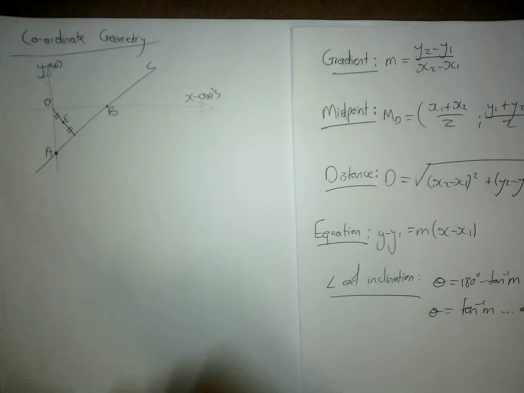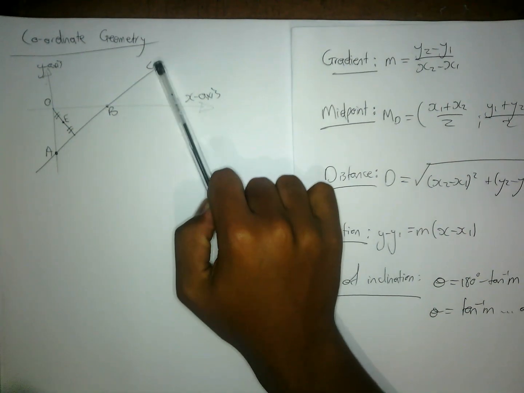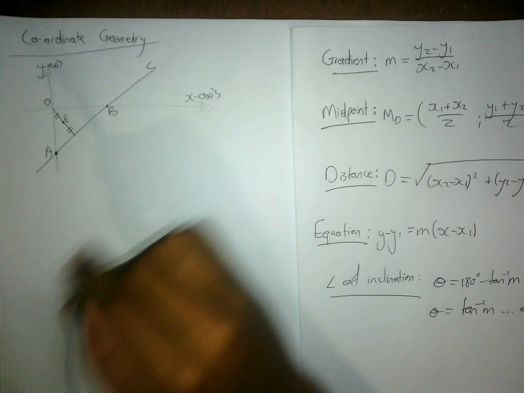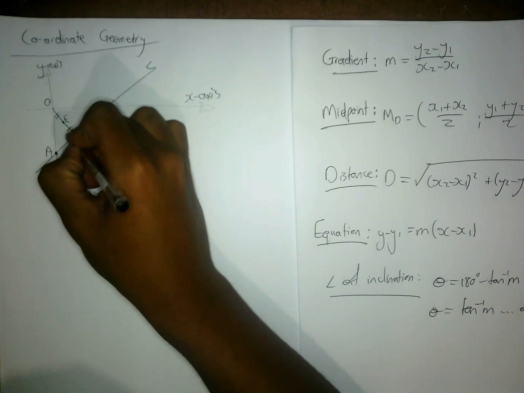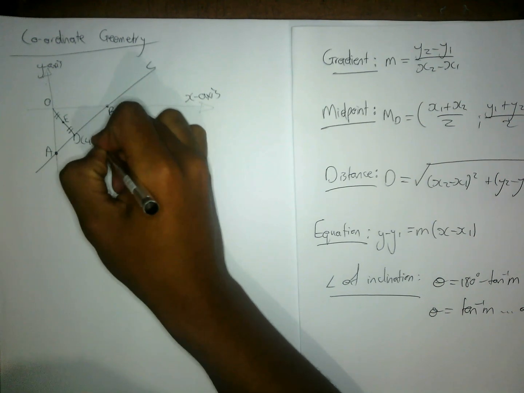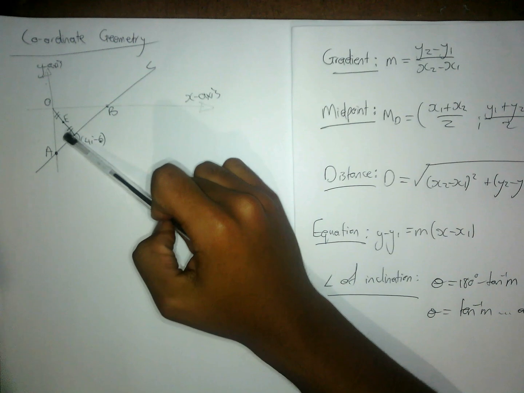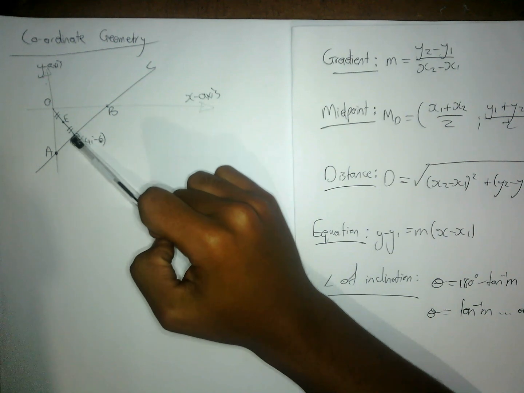So AB is extended to C. Line OD, the D is over there, D is (4, -6). So line OD is perpendicular to AB.